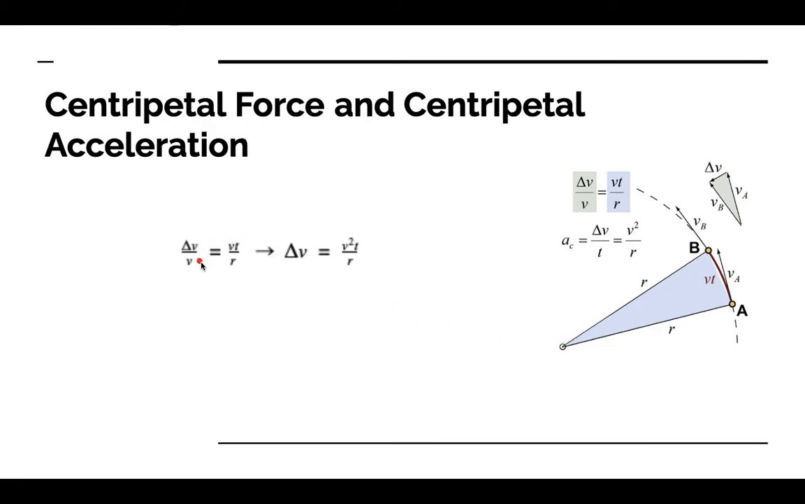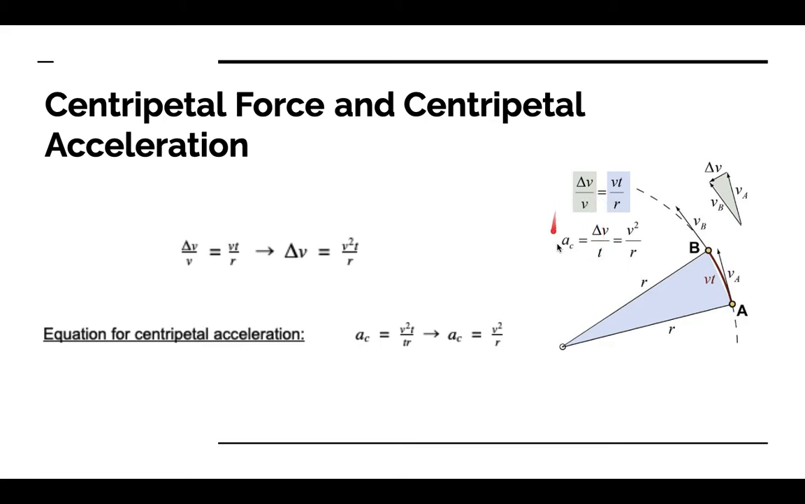So this is where we're at right here. Now what we can do is solve this equation for delta v, which gives us delta v equals v squared times t divided by r. Now we can divide both sides by t, which gives us delta v divided by t equals v squared over r.